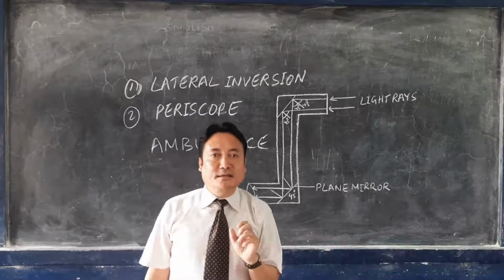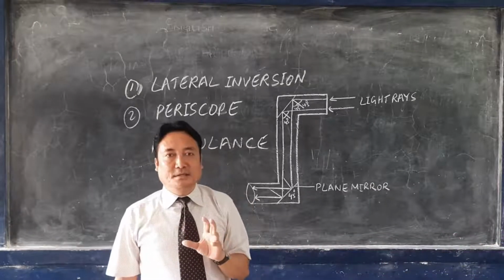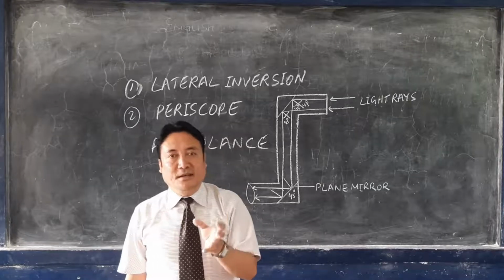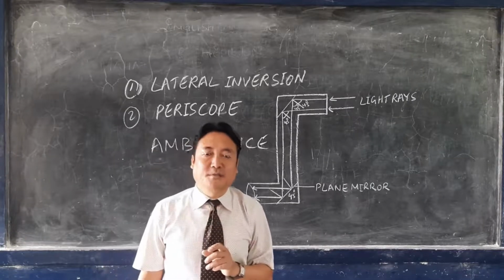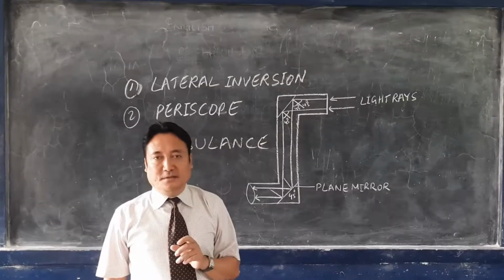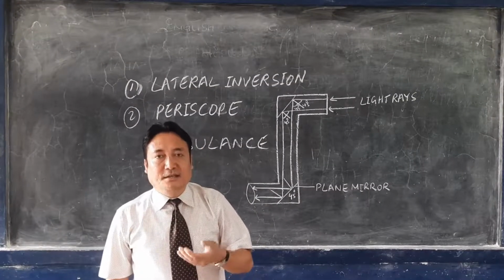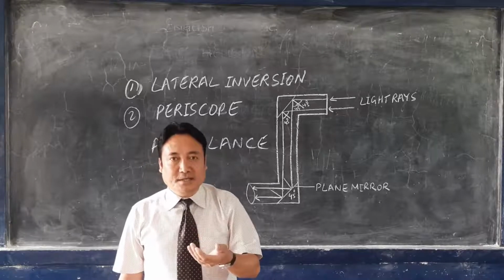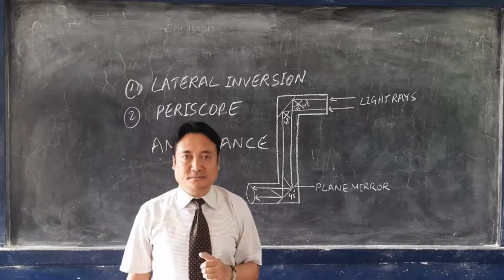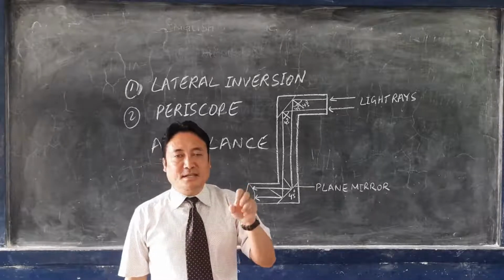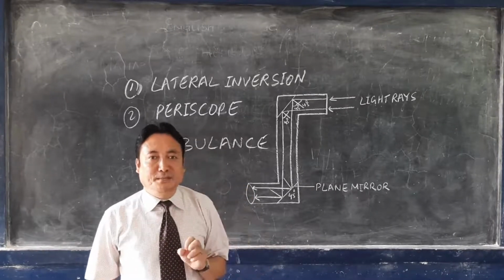This term lateral inversion is actually the change in the left and right side of the object and the image. There is an interchange in the left and right sides of the object and the image, which we call lateral inversion. And you will observe this lateral inversion in a plane mirror.